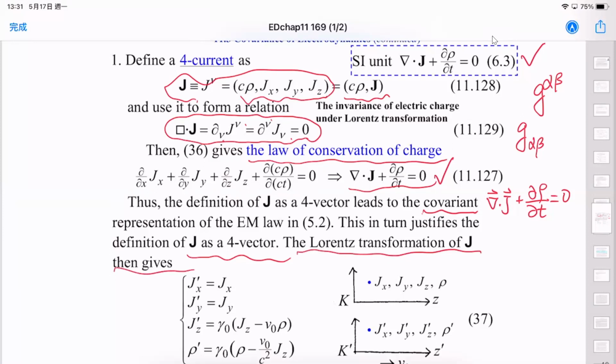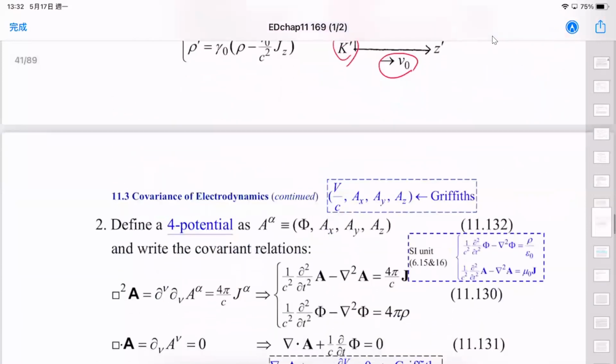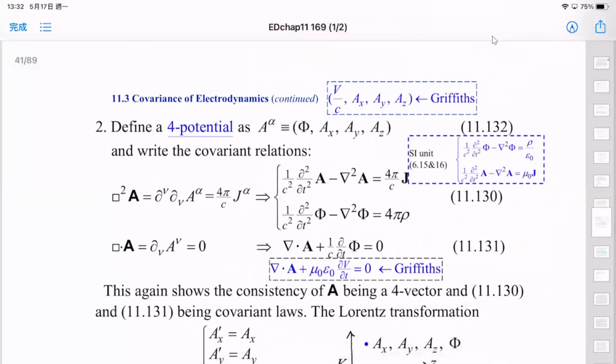For example, they have a common axis of motion. We have two frames, K and K prime. K prime has the relative motion V0 relative to K. They have simple relations because J and rho form a 4-vector. The primed system and unprimed system are transformed through the Lorentz transformation. So that's the first page. What else?